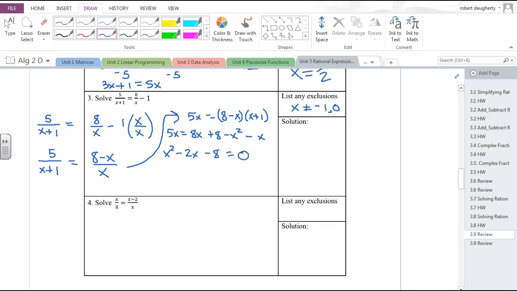Let me double check. When I move the x squared to the left side, it becomes positive. On the right side, I've got 7x. When I move it to the left, it becomes negative 7x. 5 minus 7 is negative 2. That positive 8, when I move it to the left, is a negative 8.